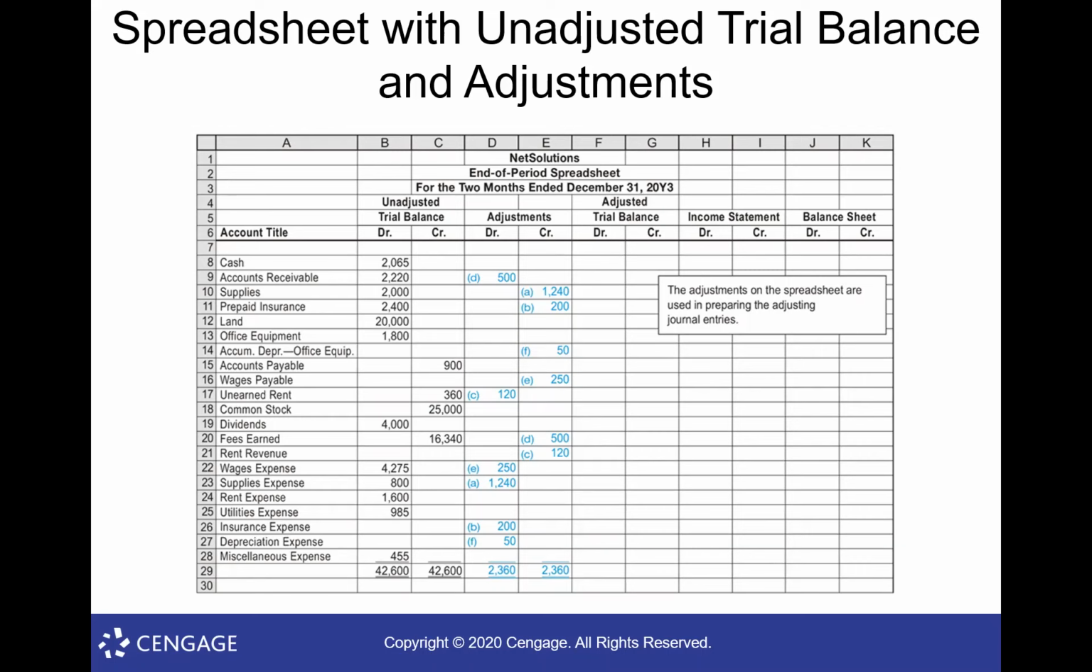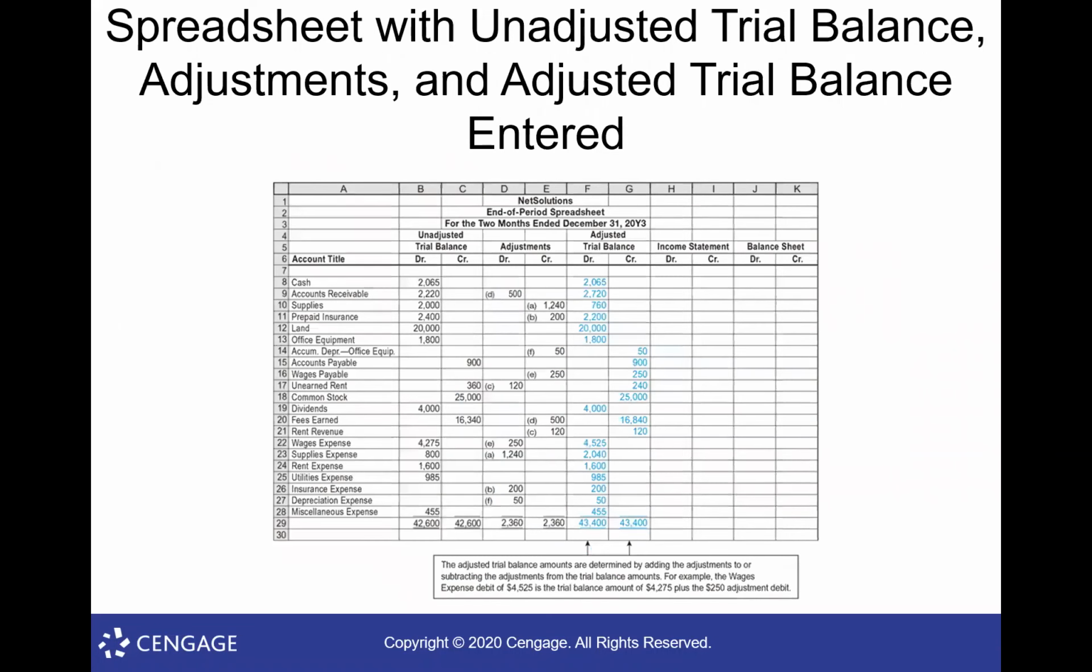This one has a debit balance of 2,000 and a credit adjustment of 1,240. So it's going to have a new balance of a debit of 760, and so forth. So instead of doing a ledger or something, it just lets us do it right across the columns. So now we have an adjusted trial balance, all right there. We'll see that our debits and credits equal each other.